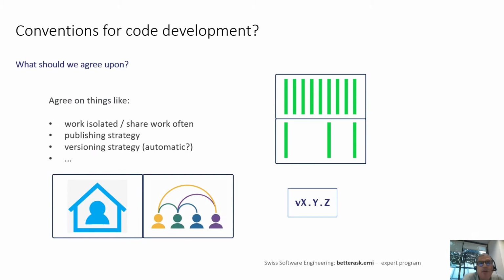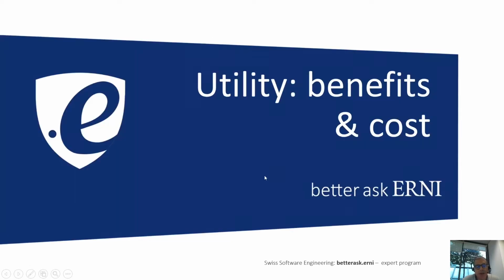I mean, what should we agree on? We have to agree on things like, are we going to work isolated? Are we going to share work often or very seldom? What will be our publishing strategy? And also, what will be our versioning strategy? Are we going to have automatic versioning, or will versioning be done by some release manager? These are the kinds of things we have to agree on. So you see these graphics: I like to work isolated here, or no, I want to be sharing information continuously, or I want to be publishing very often or not so often. And this is for the versioning.